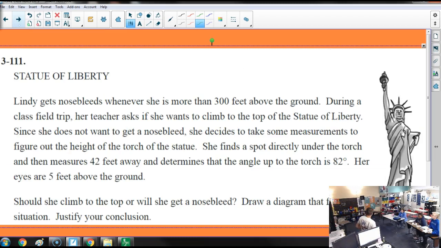Wait, so we're going to New York. What? I think we already went. Well, okay, yes, but we're going to New York. I didn't go with you.